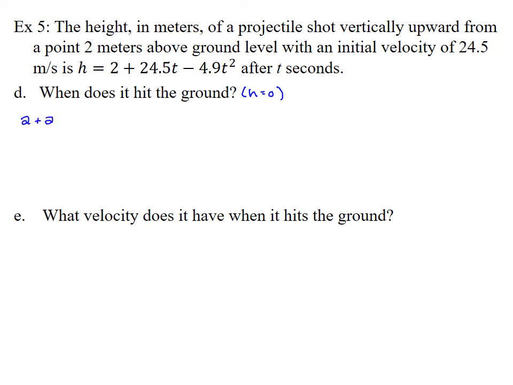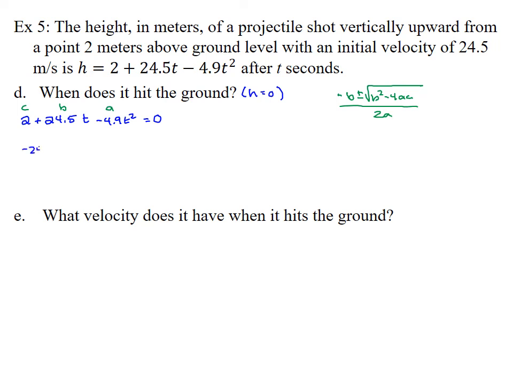So 2 plus 24.5t minus 4.9t squared is equal to 0. Now this does not factor. It's going to require you to go back and remember the quadratic formula that you learned in algebra. So remember, negative b plus or minus the square root of b squared minus 4ac all over 2a, where in this case a is in front of the t squared, b is in front of the t, and c is your constant. If I plug those 3 numbers into this formula, that will give me the time at which the particle hits the ground.